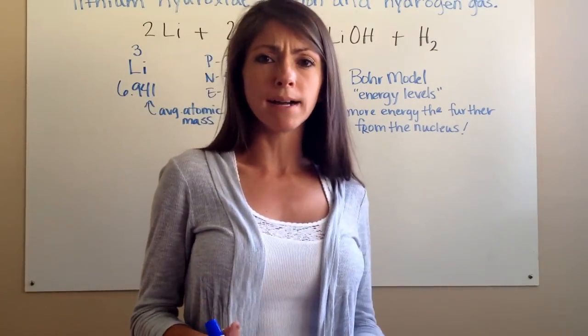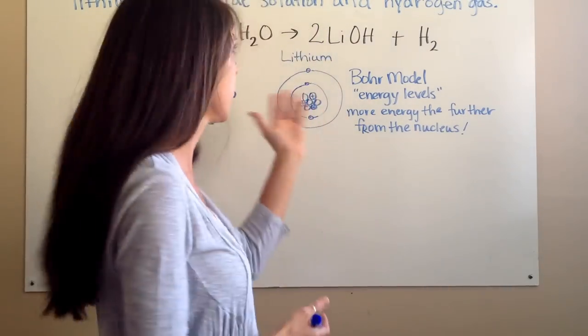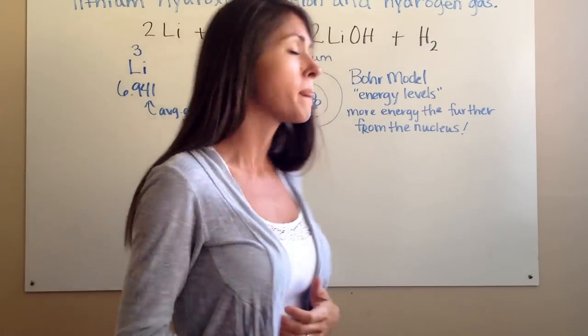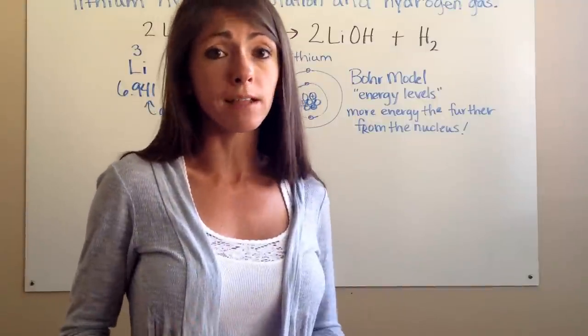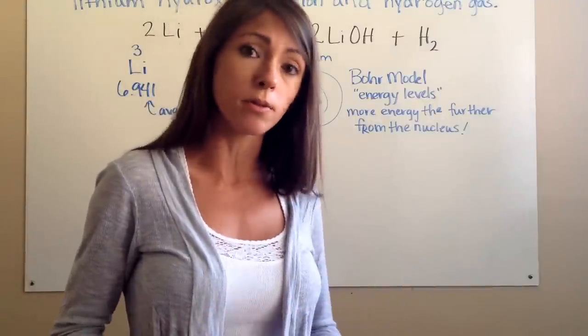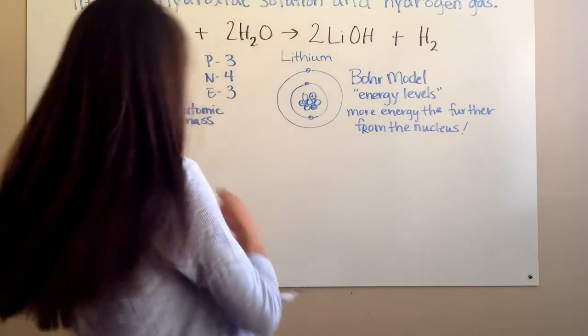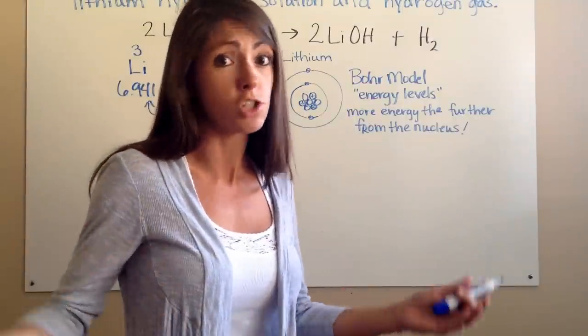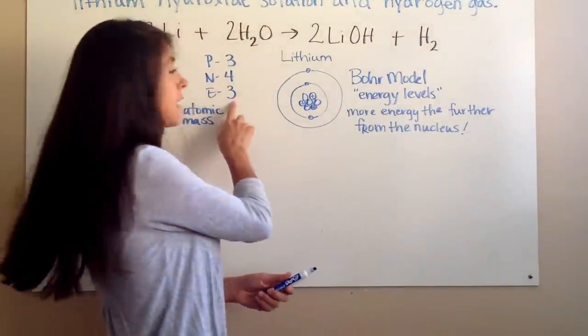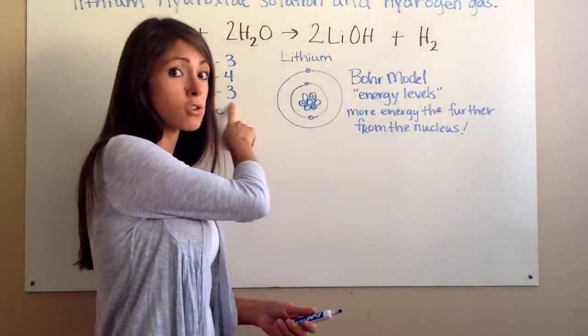It is not stable by itself, and that's one of the reasons why it reacts so well with water in this reaction. Now, lithium has an atomic number of 3. It is the 3rd element in the periodic table. It has atomic number 3, which means it has 3 protons, and since it hasn't bonded with anything, it hasn't lost, gained, or shared electrons, that means that it has 3 electrons, 3 negative charges as well.